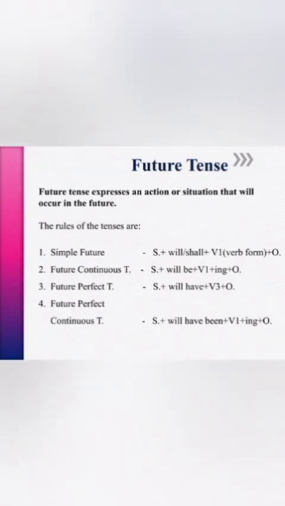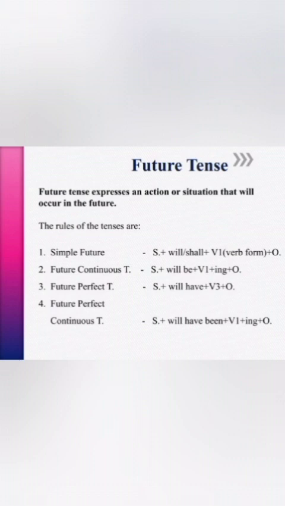Now look at future tense. Future tense expresses an action or situation that will occur in the future. The rules of these tenses are: first of all, look at simple future. It's like this: subject plus will or shall plus V1 form of the verb plus object. Now look at future continuous tense. Subject plus, you can write will or shall like that, will or shall plus V1 plus ing form of the verb plus object.